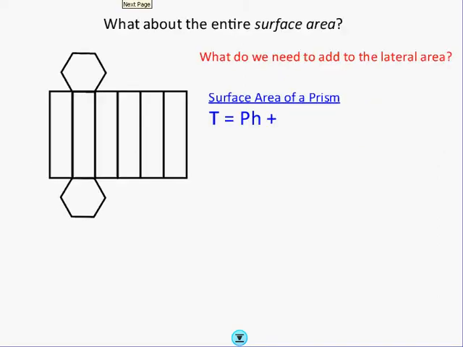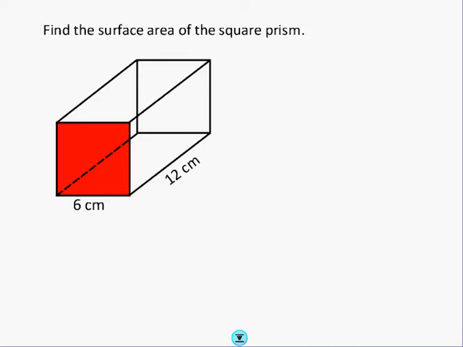Okay, if I want to figure out the entire surface area, I've already counted up the lateral area. Now I've got to count the area of this base and the area of that base. Well, there's 2 of them, and because the bases might change, it might be a triangle or a hexagon or what have you, we're just going to put a capital B for the area of the base. This is not to be confused with a lowercase b, which is a linear measurement. Capital B is a square measurement. It's already an area.